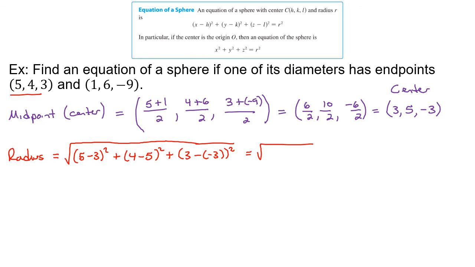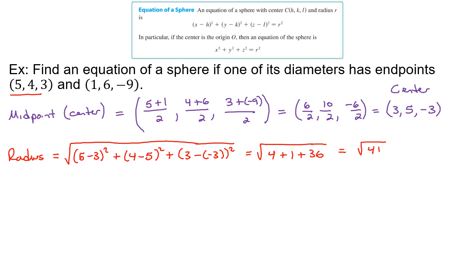And so I'll get 2 squared, which is 4. I'll get negative 1 squared, which is 1. And I'll get 3 and 3 make 6 squared, which is 36. So I'll get 36, 40, 41, I believe, if I did that right in my head.